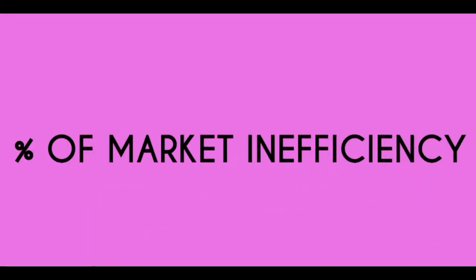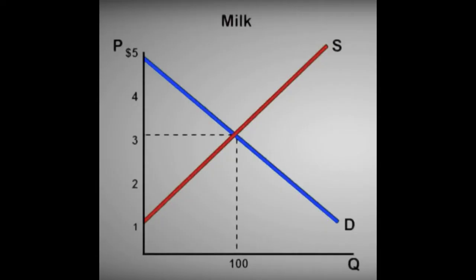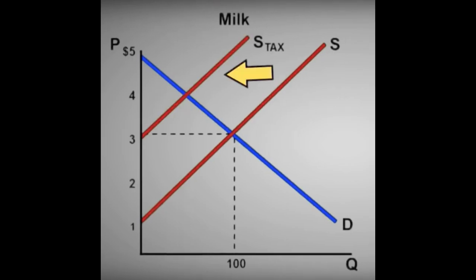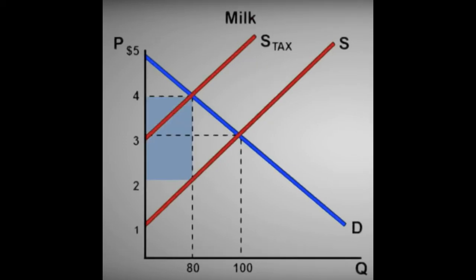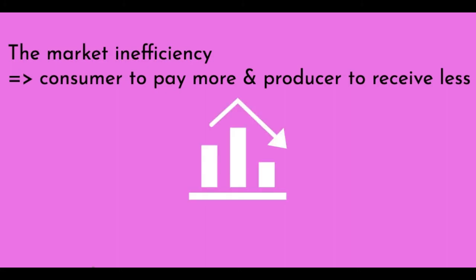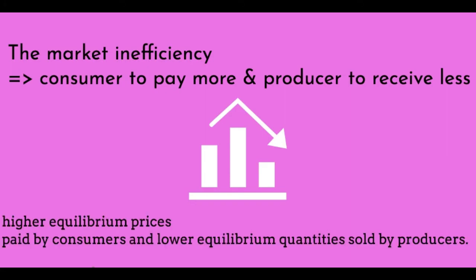A tax wedge can also be used to calculate the percentage of market inefficiency introduced by sales taxes. When a good or service is taxed, the equilibrium price and quantity shift. The resulting price or quantity which deviates from the equilibrium is known as a tax wedge. The market inefficiency that results from a tax wedge will cause the consumer to pay more and the producer to receive less for the good than they did before the tax, due to higher equilibrium prices paid by consumers and lower equilibrium quantities sold by producers.